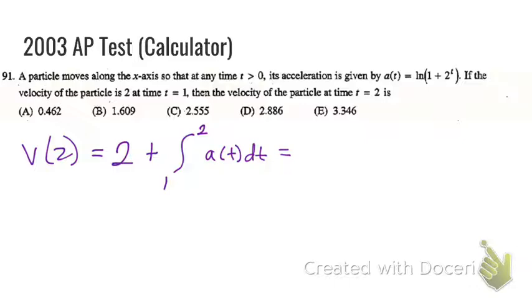For y1, we have ln of 1 plus 2 to the t, or 2 to the x. Go back to your main screen. Math 9 is the integral. So I'm going to do 2 plus math 9. Put your limits of integration, and put the y1 function, dx, and then evaluate.